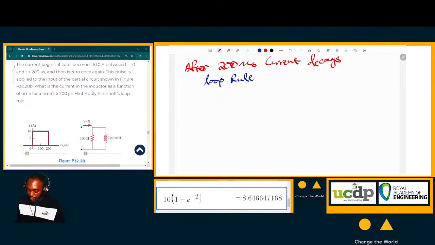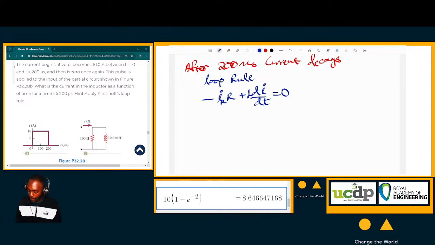Then we consider again the loop rule which we had earlier on, and the loop is still the same, so nothing has changed. So it is still negative I through the resistor times R plus L dI over dt equals 0. But if you look at your pulse now, after 200 microseconds, what is the current after 200 microseconds on the pulse diagram?